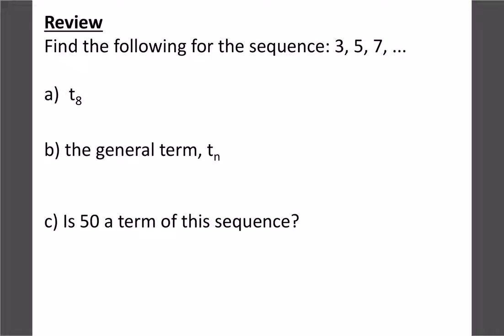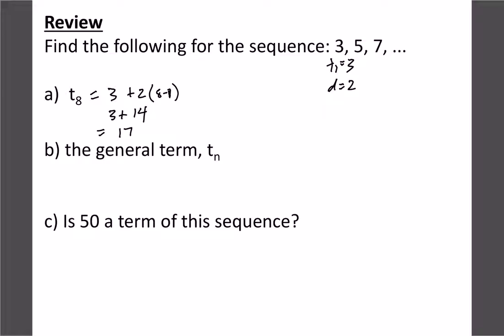So if we have our sequence 3, 5, 7, we're looking for term 8. Remember, we'd have term 1 is 3, and our d is 2. So we could just plug that in. We'd have 3 plus 2 times n minus 1, so 8 minus 1 is 7. So we'd have 3 plus 2 times 7, which is 14, which would give us 17.